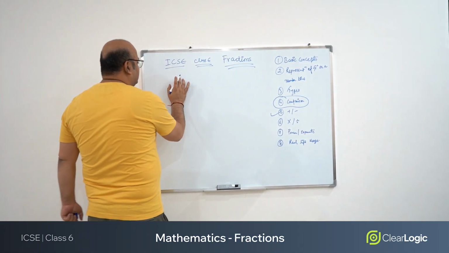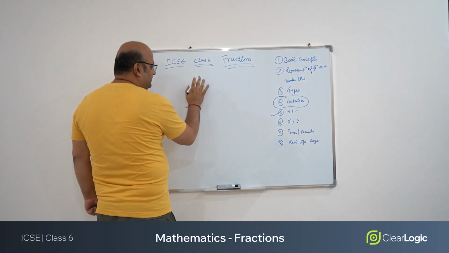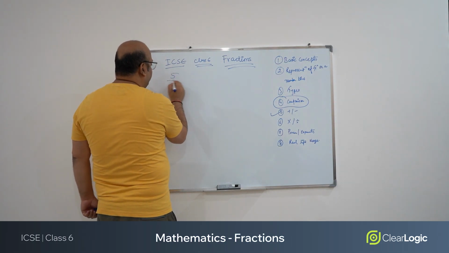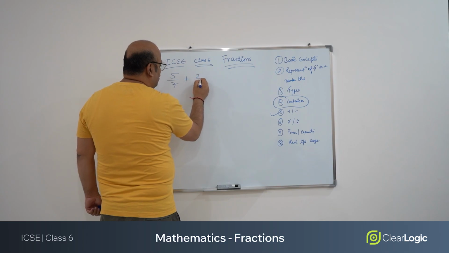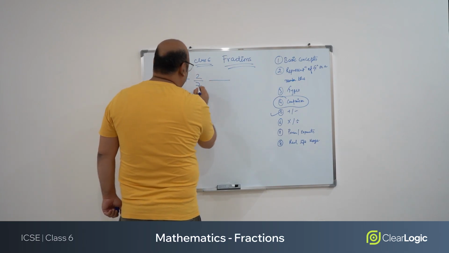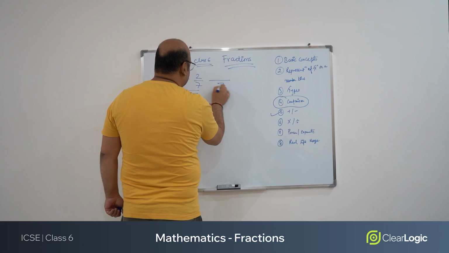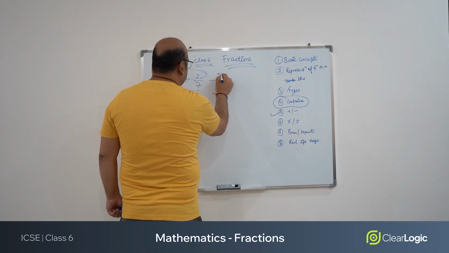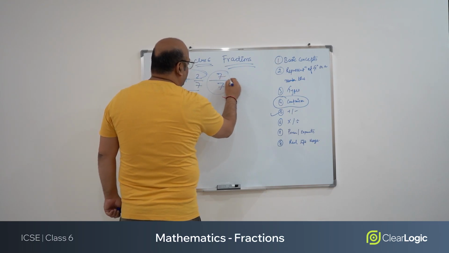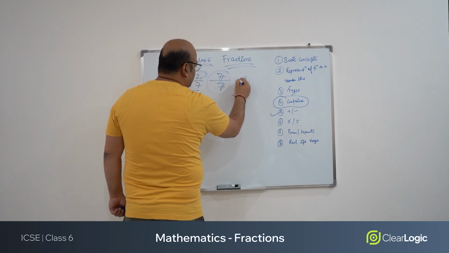Now if we have fractions with the same denominator, addition is very simple and subtraction is very simple. Let's say it's 5 by 7, we need to add 2 by 7, then keeping the denominator same, you just add these numerators. This is 7 by 7, or if you simplify this, this becomes 1.